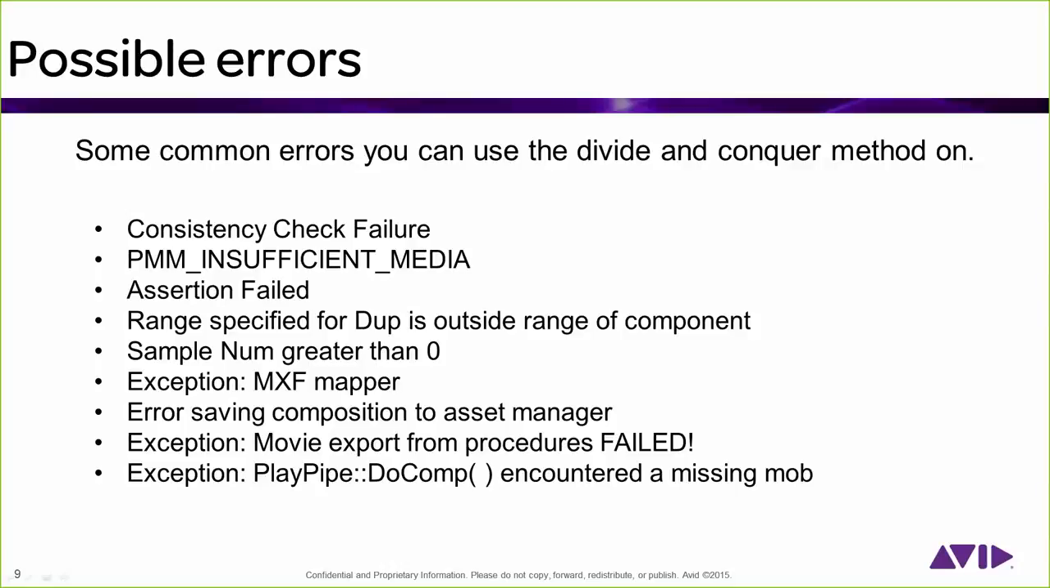And then we have our range specified for dupe is outside range of component. This is traditionally sequence corruption or metadata corruption, and sometimes a simple rebuilding of the pipes of the sequence can resolve that. I'll actually explain that later to you, the rebuilding of the pipes. And we have sample number greater than 0. This could have to do with a clip or a subclip or even effect corruption. And then we have exception, MXF mapper. This could traditionally be caused by corrupt project settings.